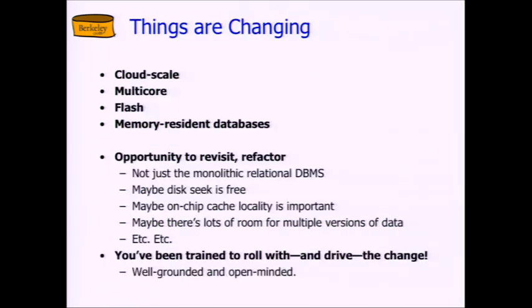And I'll tell you that you're living at a very interesting time. Things are really changing, so you'll need to innovate over the course of your career. We're doing things at this cloud scale. We've got multi-core processors. We're dealing with flash memory, which is very different from magnetic disk. A lot of interesting databases fit in RAM, but we still want things like transactional semantics and durability. Okay? So there's an opportunity to revisit and refactor a lot of the stuff you talked about in class. I hope that I trained you guys to roll with the changes and actually drive the changes going forward. So you should be well-grounded but open-minded. Sort of similar note.